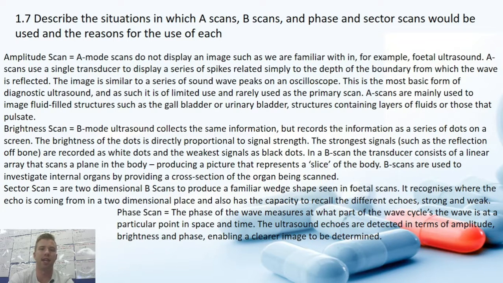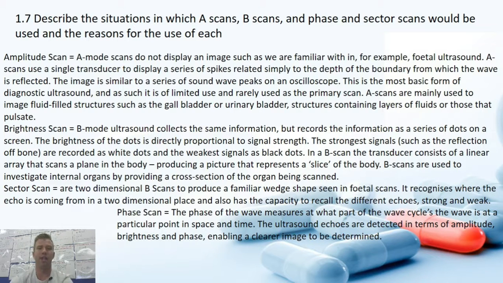A brightness scan collects the same information but records it in a series of dots rather than peaks. The brightness of the dot is proportional to the signal strength. A sector scan is a two-dimensional version of a B scan and produces a wedge-shaped scan or image that is seen in fetal scans. It recognizes where the echo is coming from in a two-dimensional plane and has the capacity to record different echoes, both strong and weak.